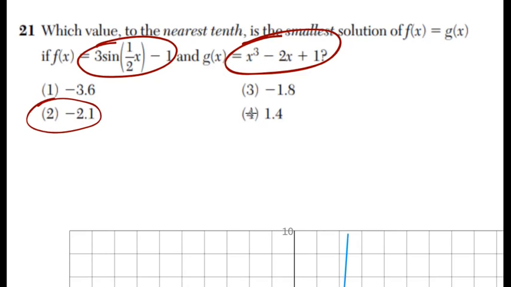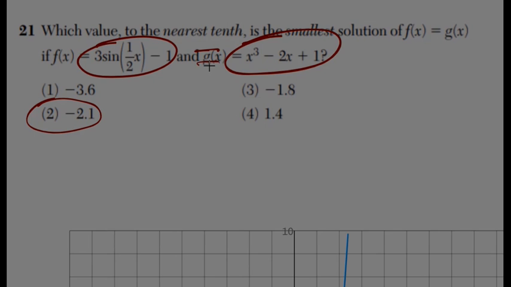If there was something else more specific, like -2.05, then we'd have to actually set them equal to each other on your calculator, do the intersection thing, and go from there.